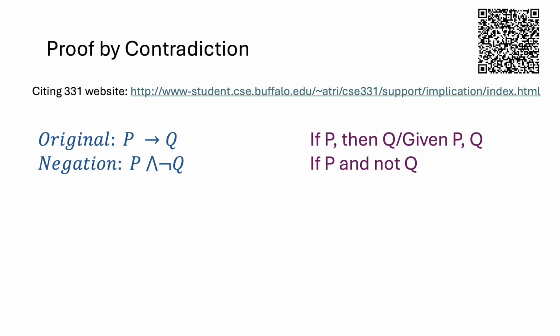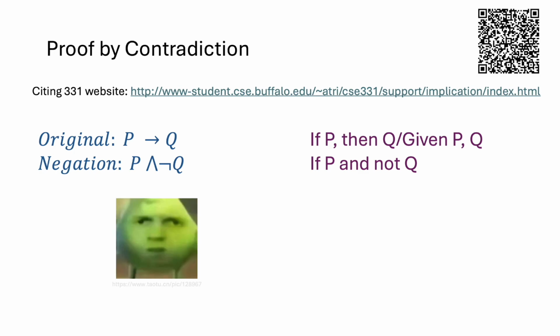Citing from the 331 page under Support Materials, we have the formal definition. The negation of P to Q is P and not Q. Note that P and Q are propositional formulas, meaning they are logical statements made up of simple true or false statements connected by words like and, or, and not, to express more complex ideas. We can also read this as the negation of if P then Q, or given P, Q, is if P and not Q. Well, why does the negation statement look this way?